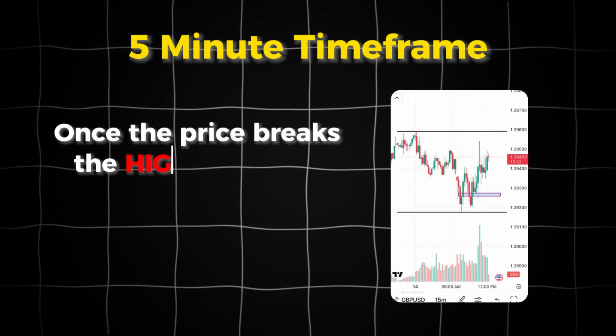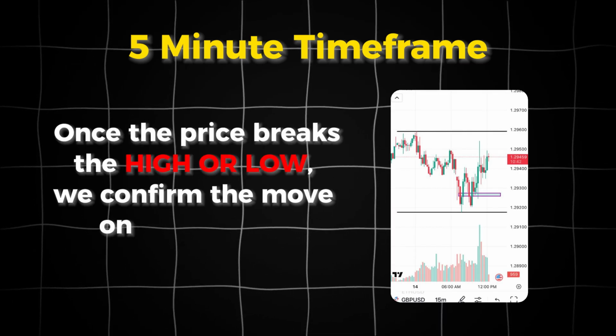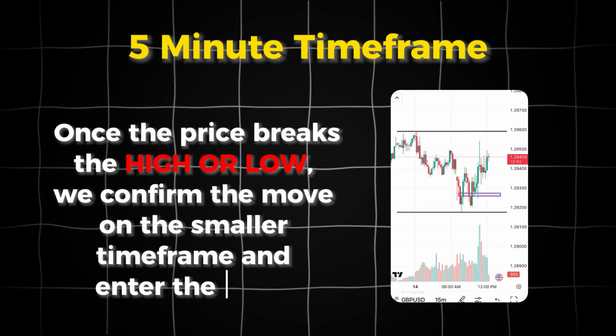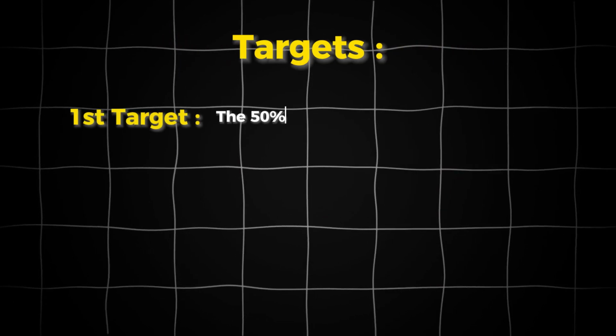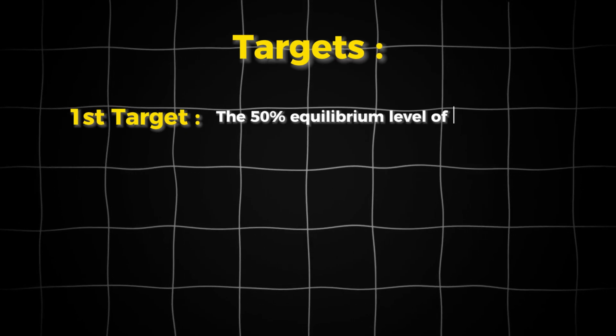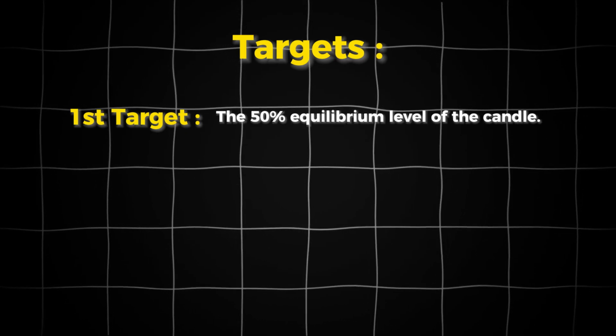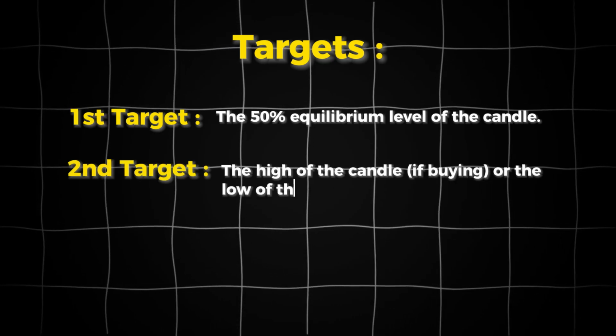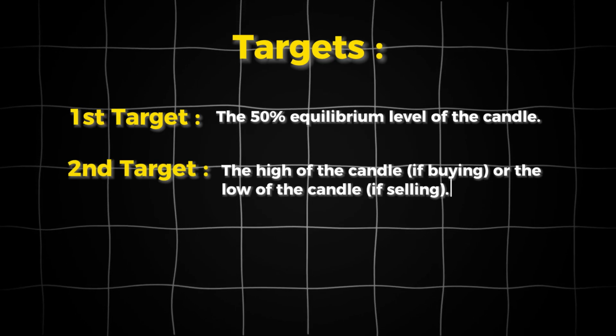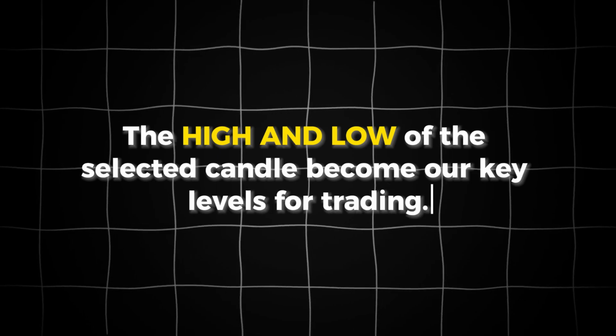Once the price breaks the high or low, we confirm the move on the smaller time frame and enter the trade. Targets. Target 1, the 50% equilibrium level of the candle. Target 2, the high of the candle if buying, or the low of the candle if selling. The high and low of the selected candle become our key levels for trading.